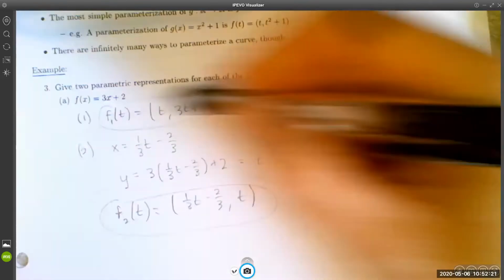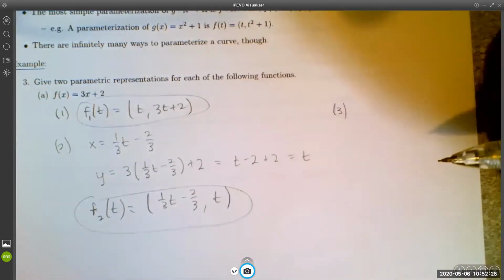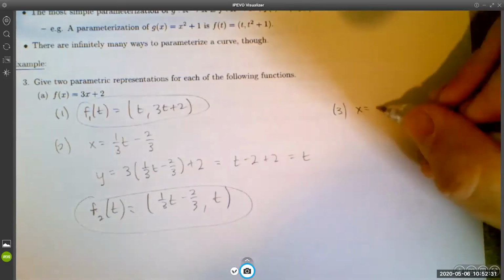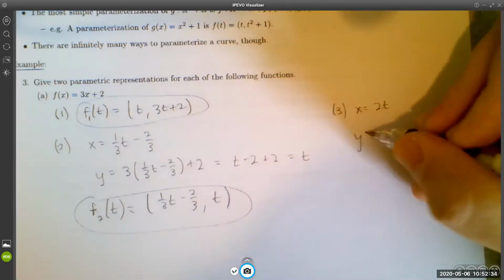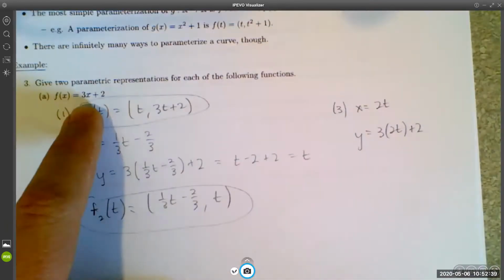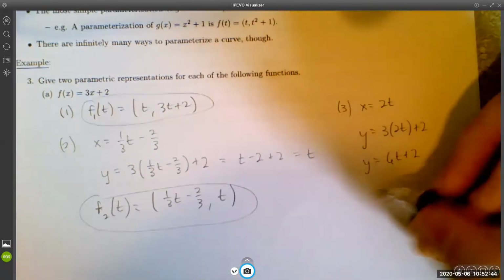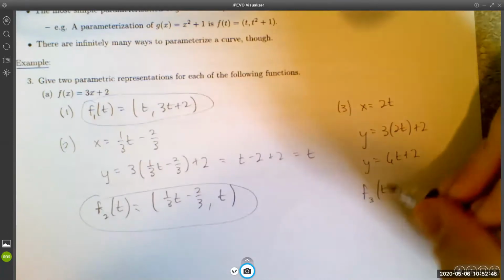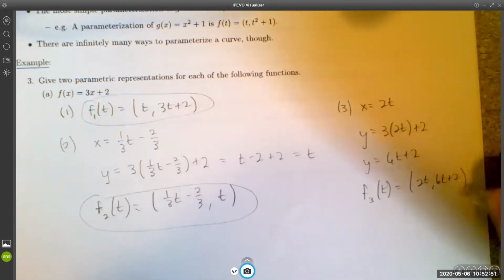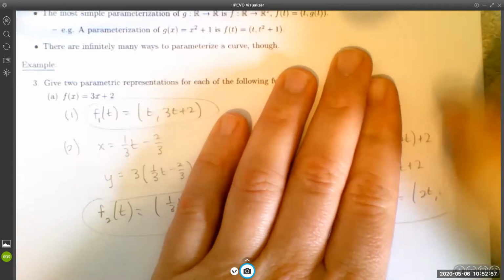I'll give you a third one, just for the sake of clarification. You could use anything you like for t. You could say, let x be 2t, right? And then y would have to be 3 times 2t plus 2, because y is 3x plus 2. And so then you'd get y equals 6t plus 2. And f3, our third function, would just be 2t comma 6t plus 2. And all of these parametrizations are going to give you the same curve.